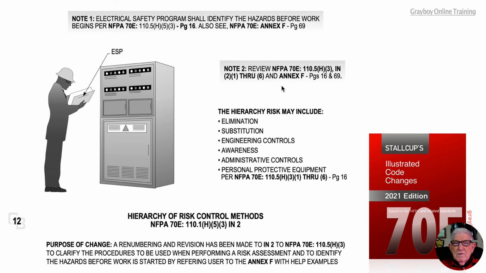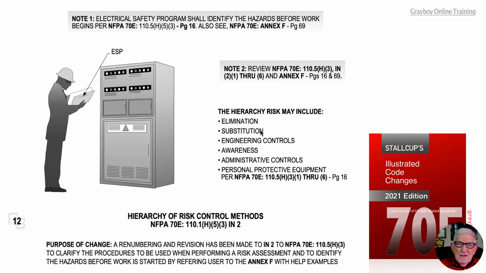Of course, you can find the Annex F on page 16 and 69. The sections on page 16 and the Annex F is on page 69. And the hierarchy risks may include these items, and that's on page 70, the left-hand side of the page. And like elimination, could you maybe lock and tag it out as an example? Substitution, maybe you could use a 120 volt control or even maybe a lower voltage, such as maybe 24 volts.